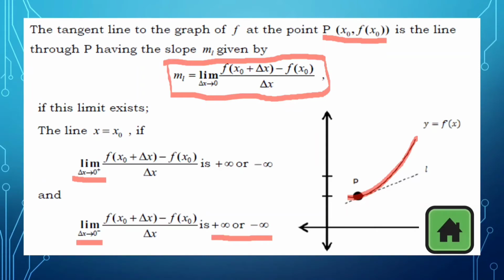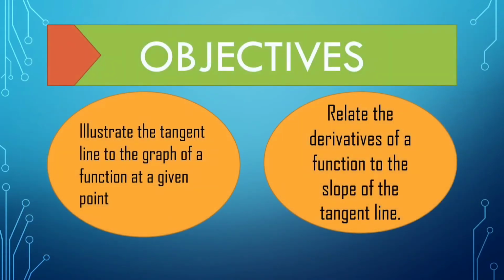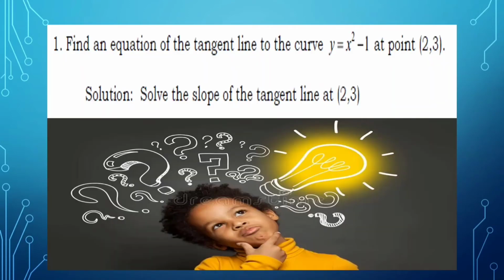So let's proceed to the next objective. The next objective is to relate the derivatives of a function to the slope of the tangent line. Let's have an example. Find an equation of the tangent line to the curve y is equal to x squared minus 1 at point (2, 3). The solution here is to find first the slope of the tangent line at point (2, 3).